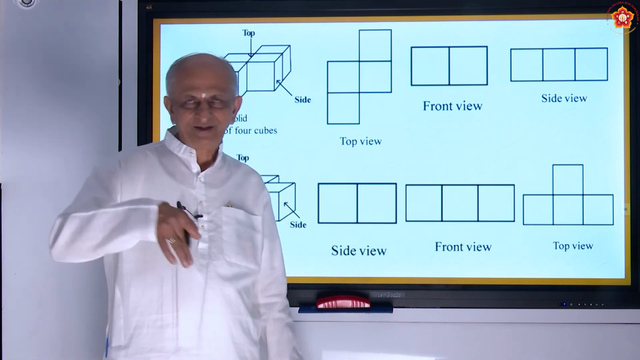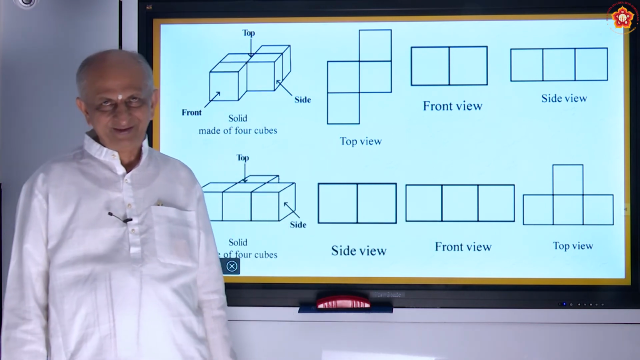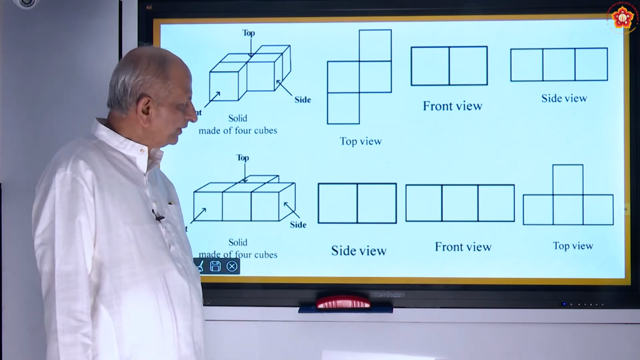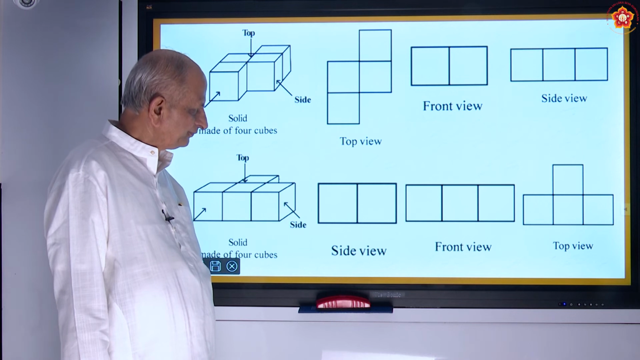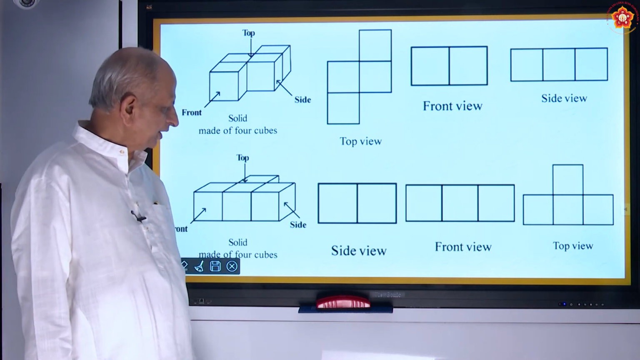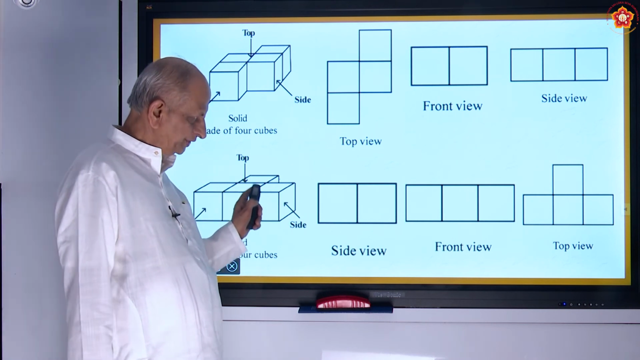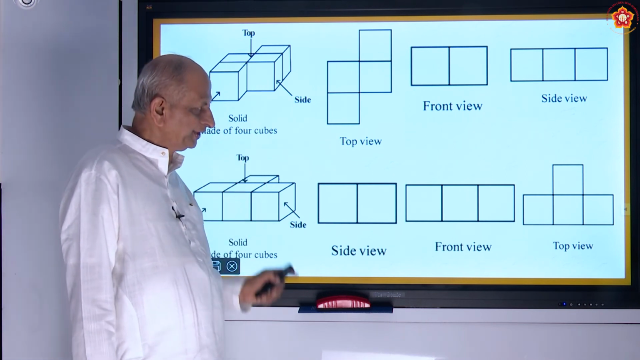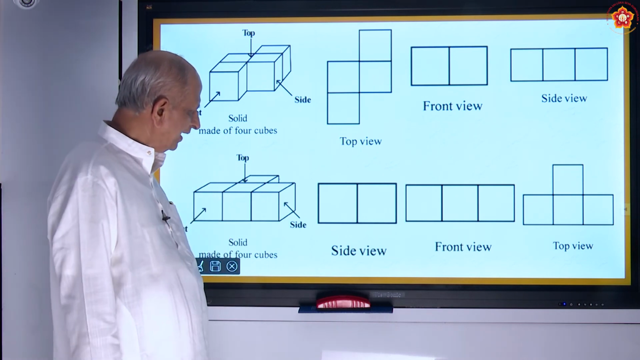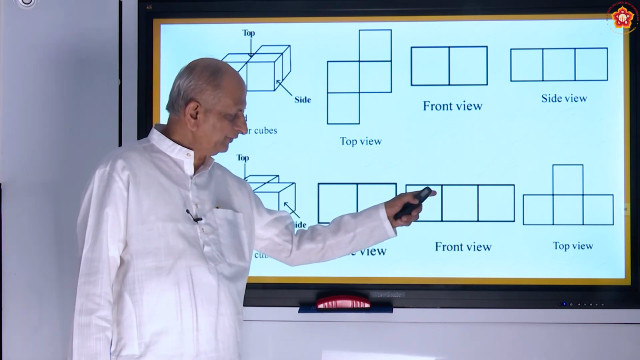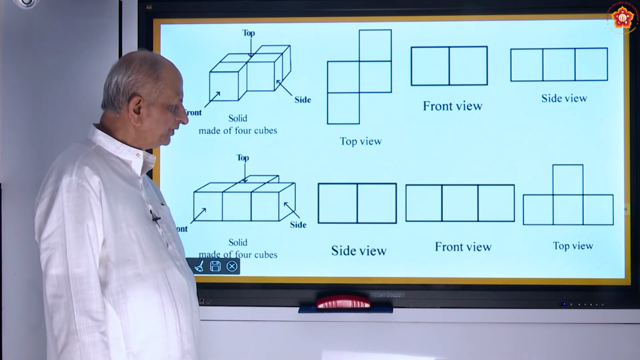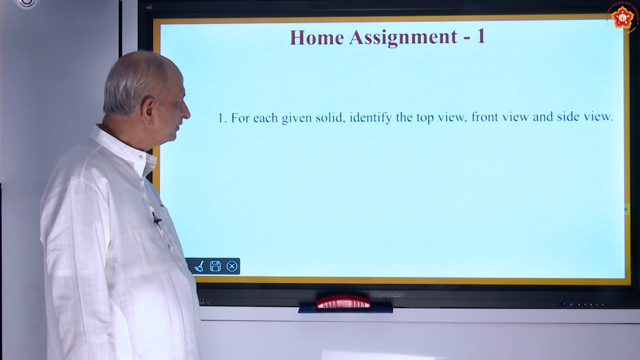So these are different combinations, and it is a very interesting branch of mathematics where you see different kinds of figures. These are all called 3D figures, because they have length, breadth and height. And this is what you can see when you observe from different angles. Okay. Now we will see some home assignments.